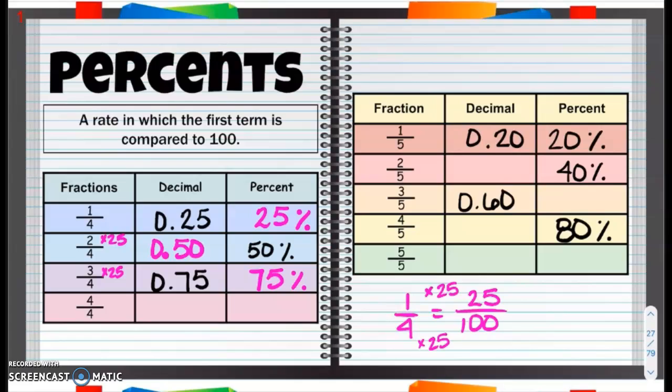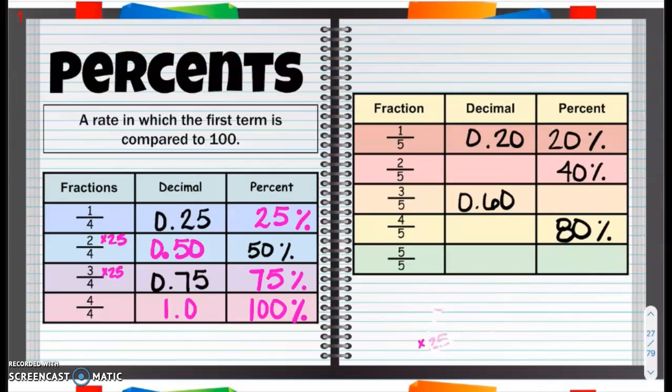Now, our last one, 4 divided by 4, that's just 1. So we're going to get 1.0. Remember, anything divided by itself is 1. If you get 4 out of 4 on a quiz, you get 100%, which is always what we want. And that's going to be it for that first chart.